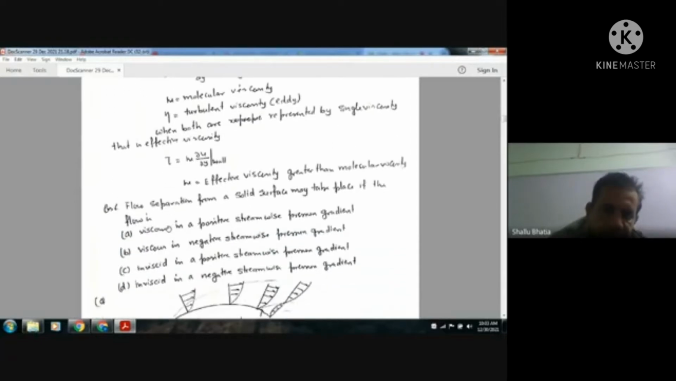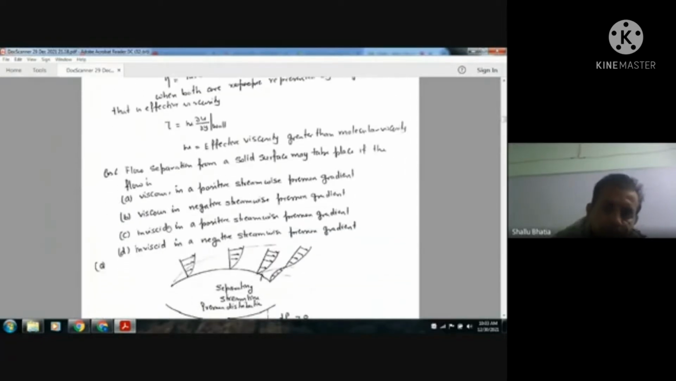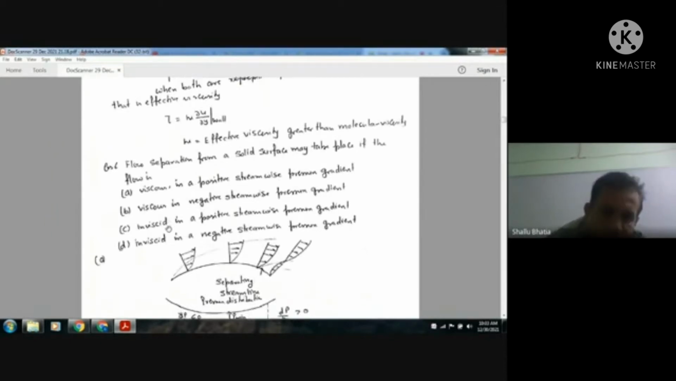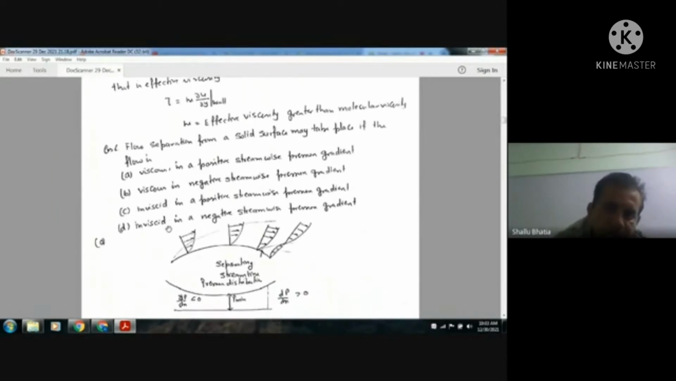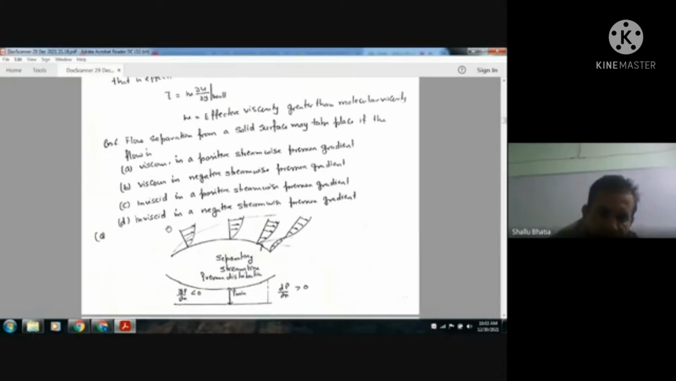Okay. Next, the flow separation from a solid surface may take place if the flow is option A, viscous in a positive streamwise pressure gradient, B, viscous in a negative streamwise pressure gradient, C, inviscid in a positive streamwise pressure gradient, D, inviscid in a negative streamwise pressure gradient.